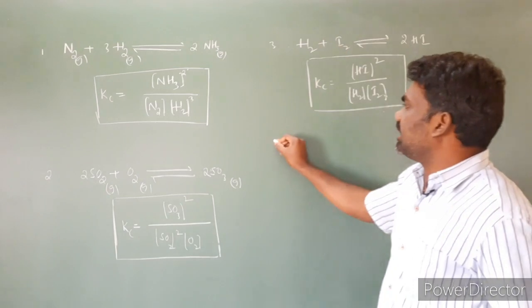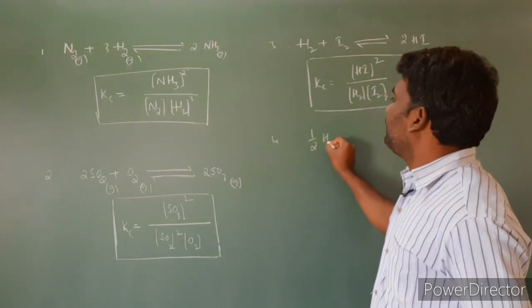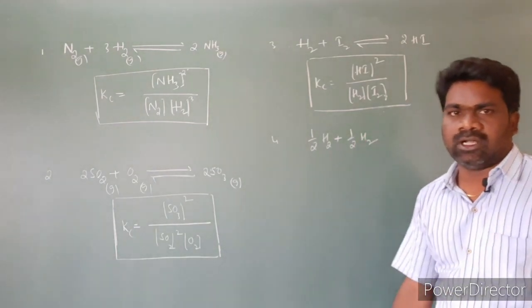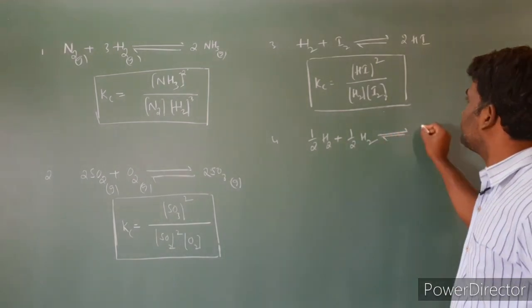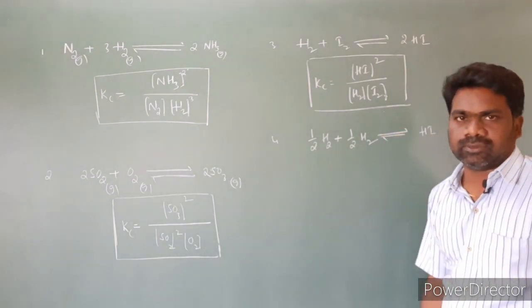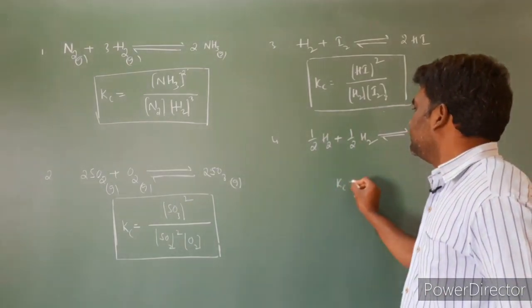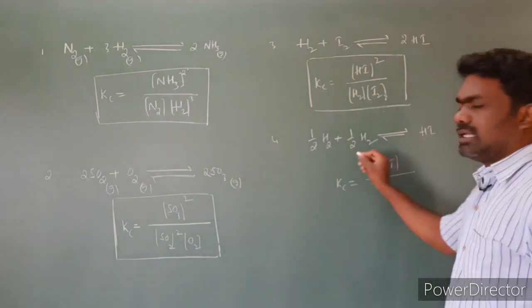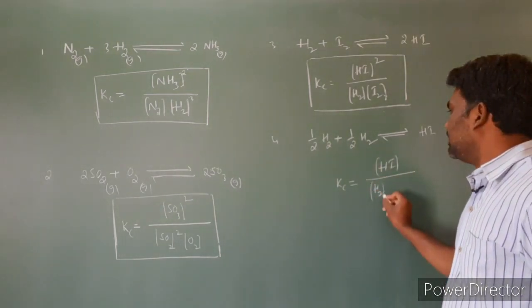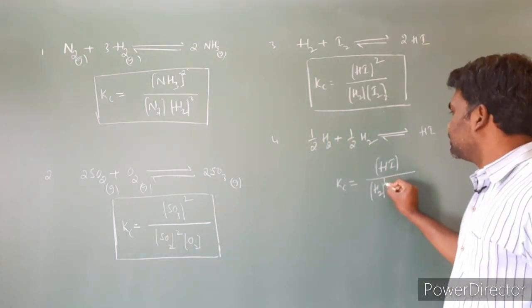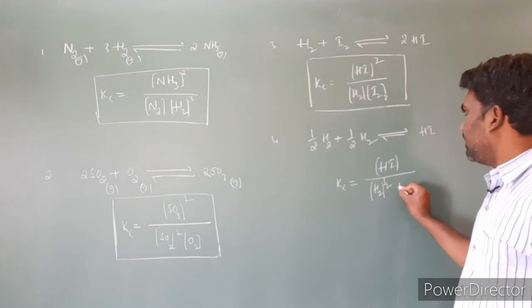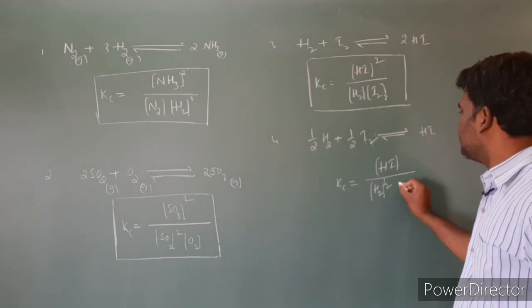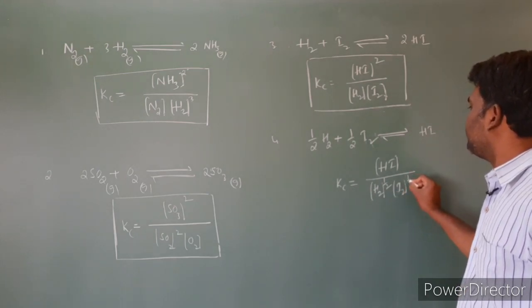Next, for the same equation I am taking half H2 plus half I2 gives rise to HI. So this is the equation I took. For this case, Kc is equal to concentrations of products by concentrations of reactants. H2 has a stoichiometric coefficient of 1 by 2, so [H2] power 1/2, and [I2] power 1/2.